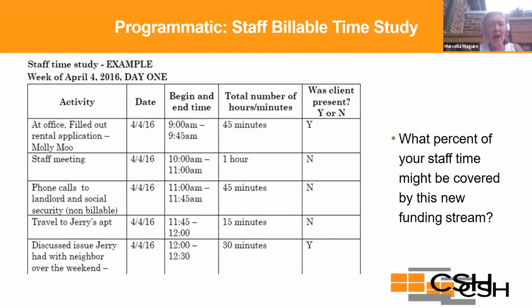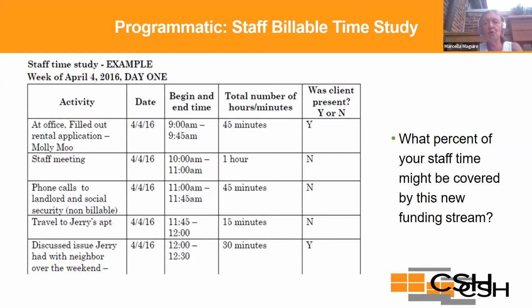So for everything, so at the office, filled out the rental application with Molly. You were there from 9 to 9:45. Molly was with you. Under housing support, that's going to be 45 minutes of billable time, or what you might call 3 units of service. Staff meeting, important, have to have it, but it's not billable time. We usually don't recommend that anybody be projected to be productive from a revenue generating standpoint higher than 75%.